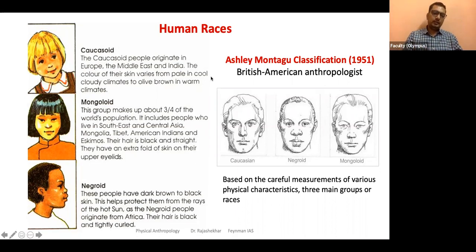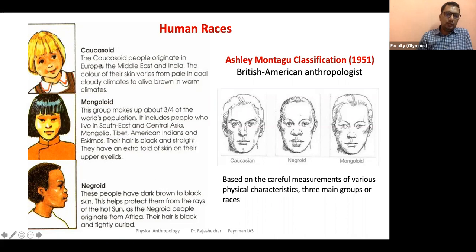Caucasoid or Caucasian, Mongoloid or Mongolian, Negroids. So you see all those components, geographical variation and morphological variation is evident in them, although it may not stay the same now. If you go to the Americas, you'll find mixed features because migration had happened. But otherwise, you can find this: Caucasian, Negroid, and Mongoloid.